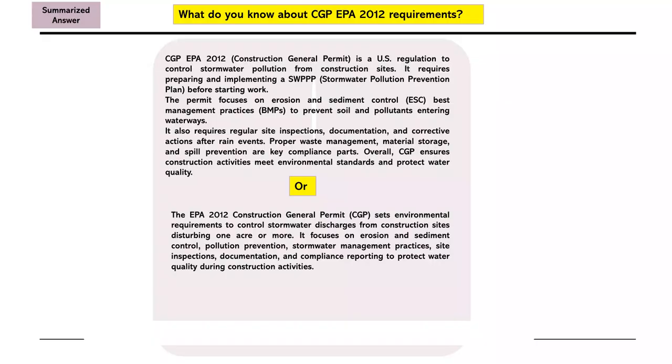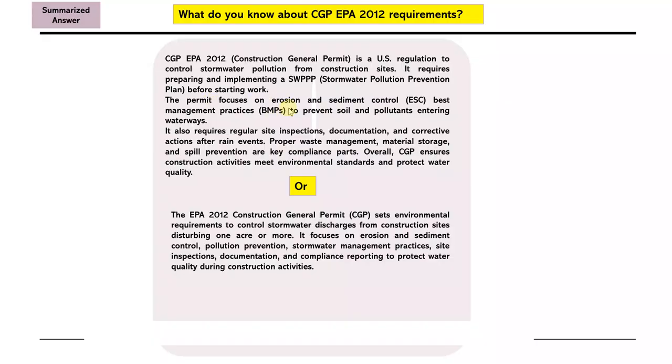All right. CGP EPA 2012 Construction General Permit, which is the full form of CGP, is a US regulation to control stormwater pollution from construction sites. It requires preparing and implementing a SWPPP, which means Stormwater Pollution Prevention Plan, before starting any construction or any work.